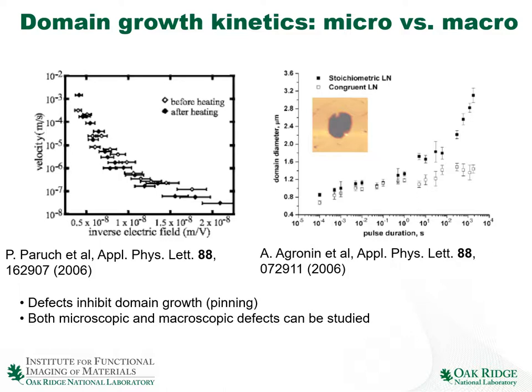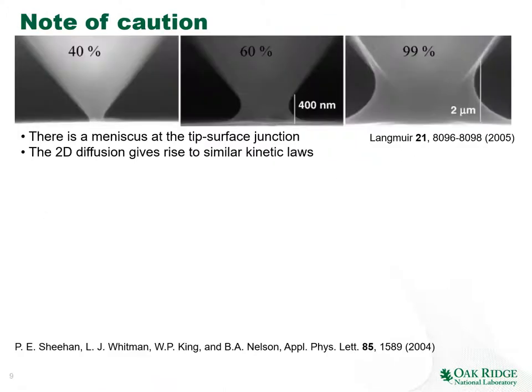In several cases, for example, Agronin's group explored the domain wall relaxation and growth in the presence of macroscopic defects, and have shown that the defects, as expected, can inhibit the domain growth. Basically, both the effects of the microscopic and the macroscopic defects on domain wall propagation can be analyzed in this manner.